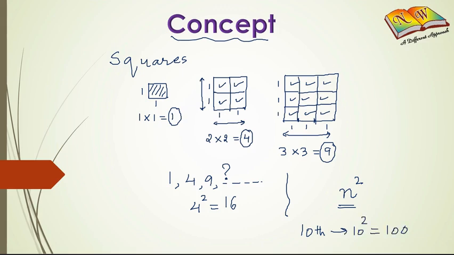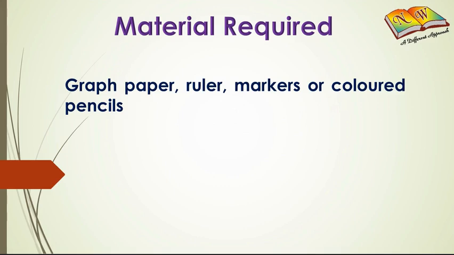That is the concept in this particular activity. To conduct this activity, the material required are, we need a graph paper, because on a graph sheet it is easy to cut squares. Then the general aids like a ruler and the markers and the colored pencils will be required to conduct this activity. Let's see how we can actually conduct the activity on square numbers.